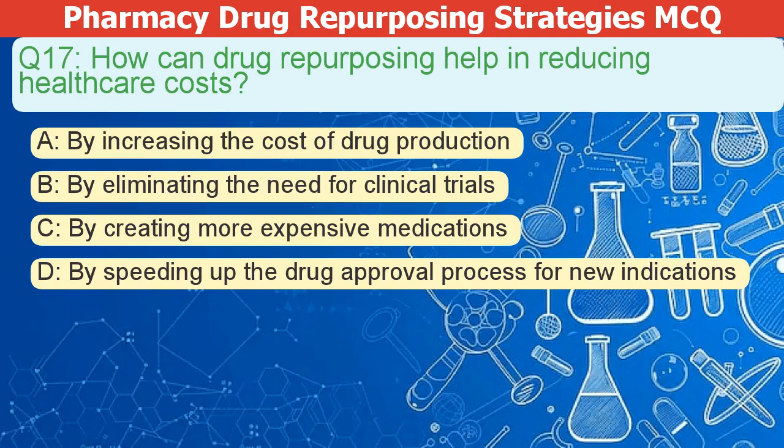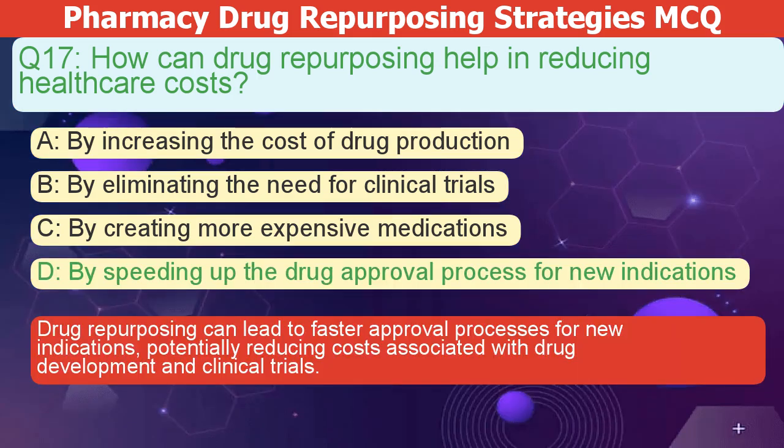A. By increasing the cost of drug production. B. By eliminating the need for clinical trials. C. By creating more expensive medications. D. By speeding up the drug approval process for new indications. The correct answer is D. Drug repurposing can lead to faster approval processes for new indications, potentially reducing costs associated with drug development and clinical trials.